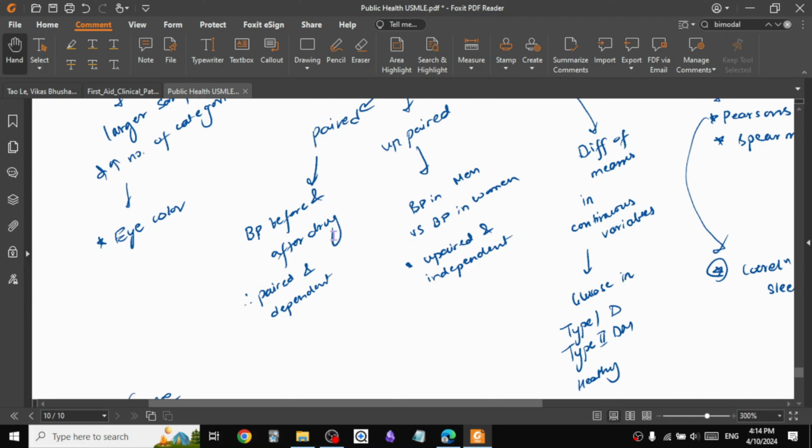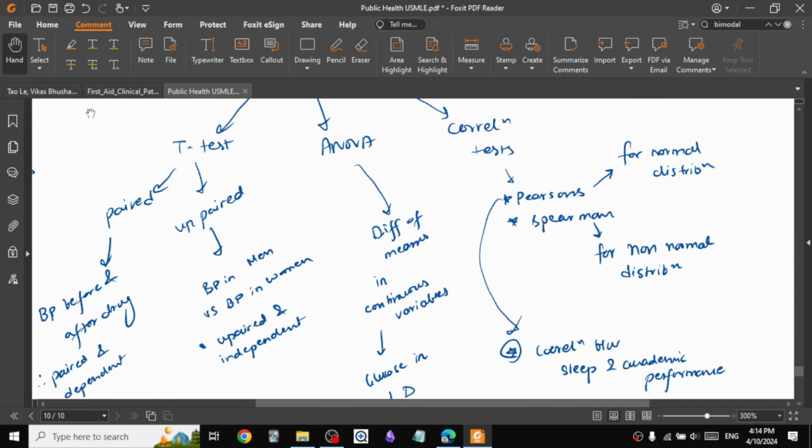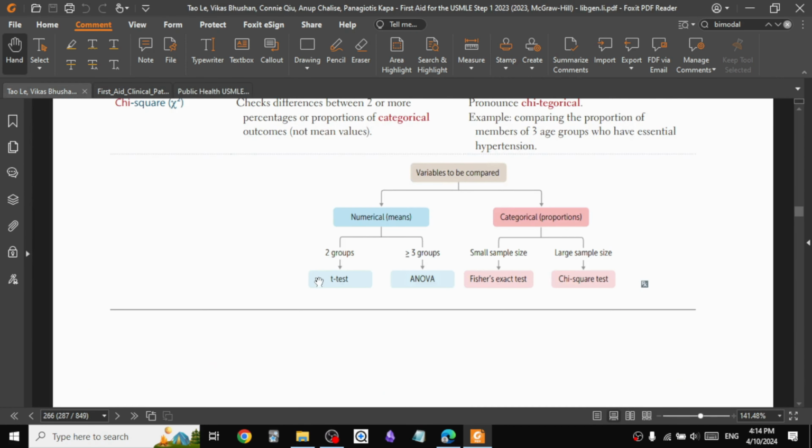What is an unpaired t-test? BP in men versus BP in women, different, separate values. They're not together. So that is the t-test. We always use it when you have two groups present.